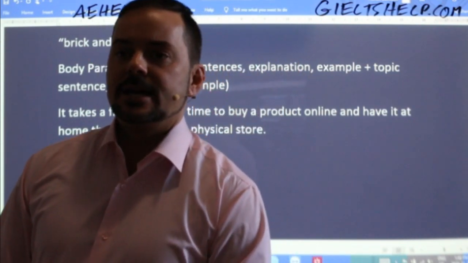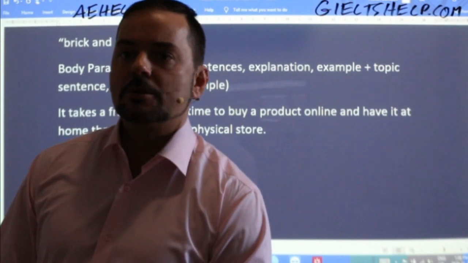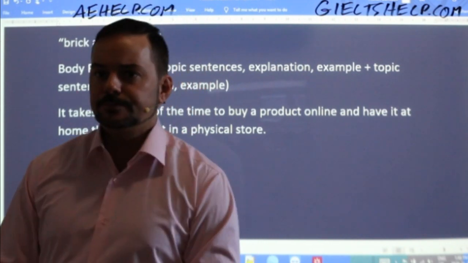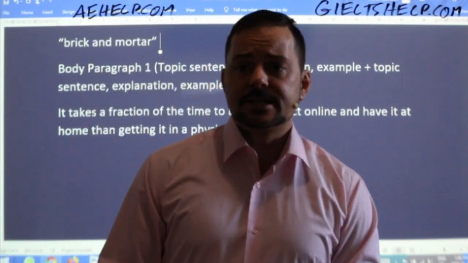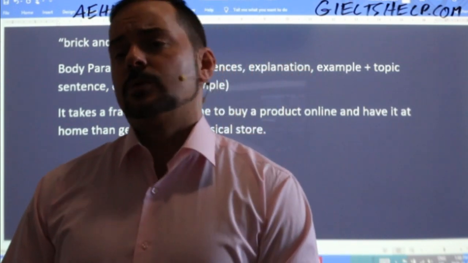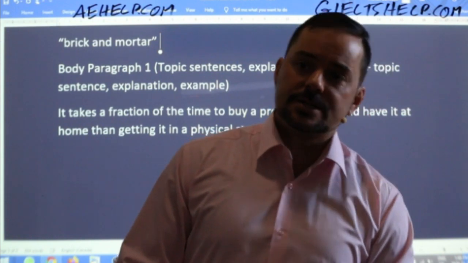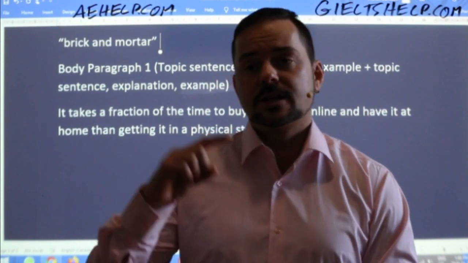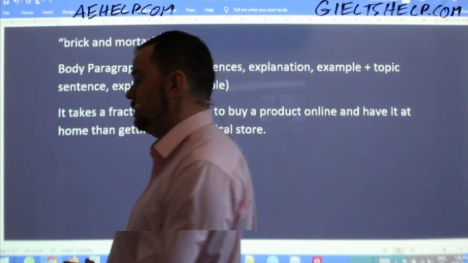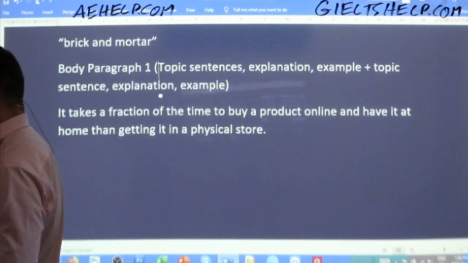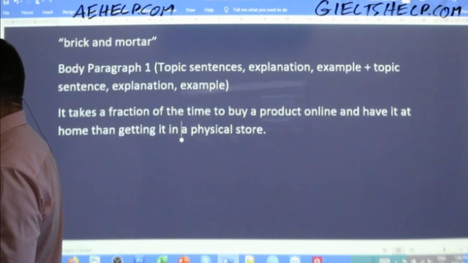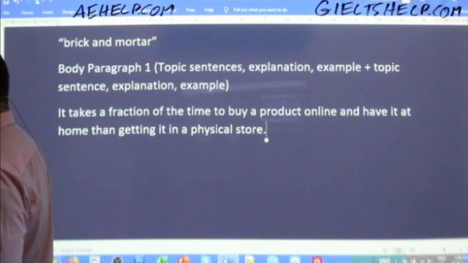Jaskaran says, online shopping, customers have more options to choose products with different varieties and discounts. Jaskaran, you're off topic. We're talking about saving time. We're not talking about choices, and we're not talking about discounts. That's coming later. Okay, so be really careful, students. Have clear structure in your essay. Okay, write the explanation.